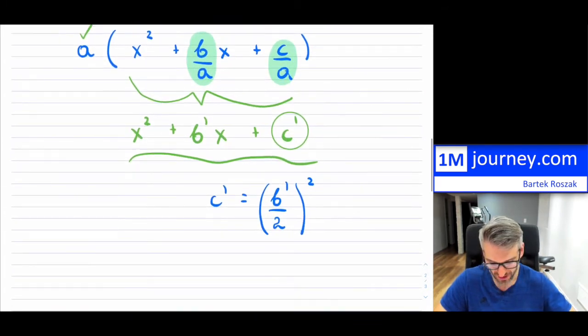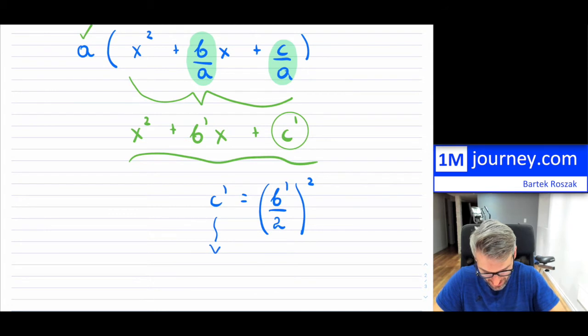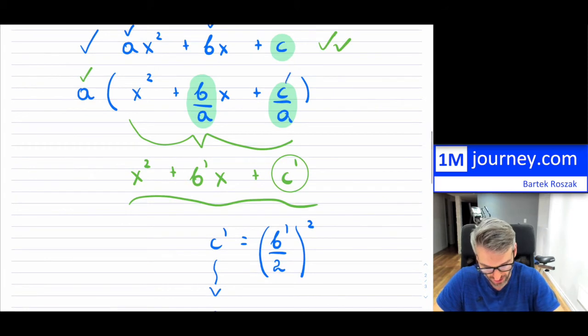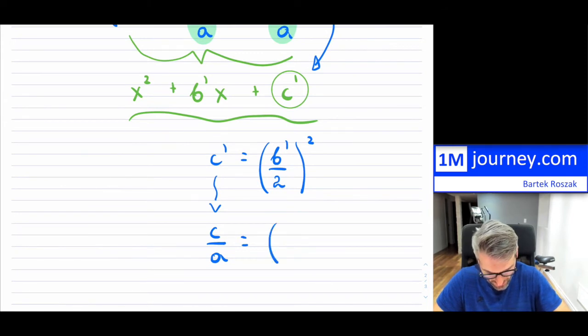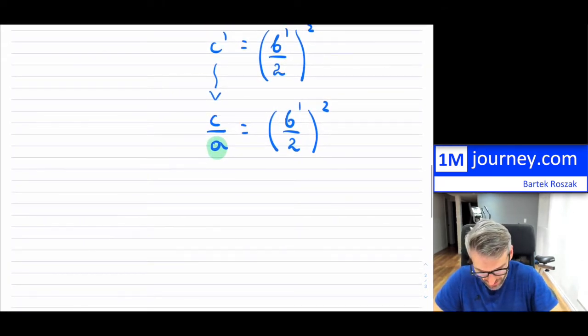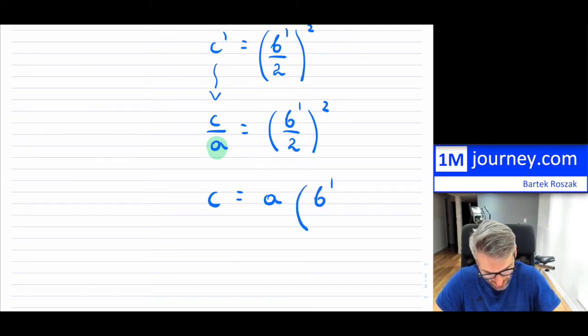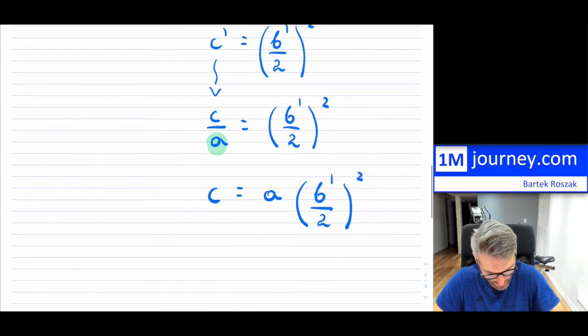And because I have this right here now, I can easily find what c actually should be. The reason for that is because don't forget that this c prime is simply c over a, because that's what I called it. So I called this c prime, and therefore I have this entire thing, which is b prime over 2 squared. And now I can bring this a over to the opposite side, and it's going to give me that c is simply equal to a multiplied by b prime over 2 squared.